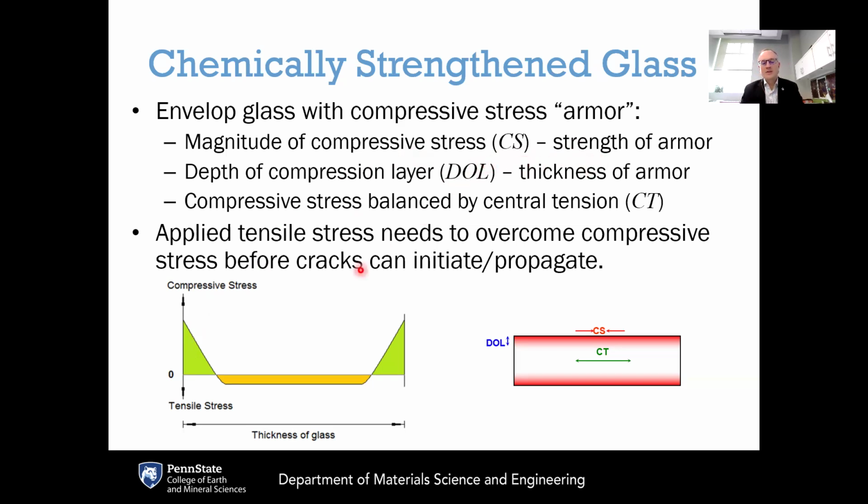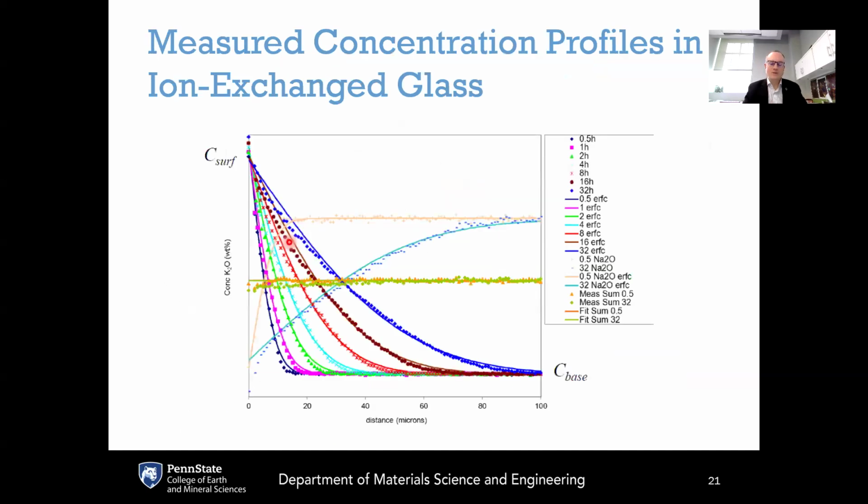And since all of this integrated compressive stress needs to be balanced by integrated tensile stress, the other relevant parameter is the magnitude of the tensile stress in the middle of the glass. This is the so-called central tension, or CT. So all of these compressive stresses, CS at the surface, get balanced by the tensile stresses. And if we apply a tensile stress now to the ion exchange glass, the applied tensile stress needs to overcome the compressive stress before the cracks can initiate and propagate.